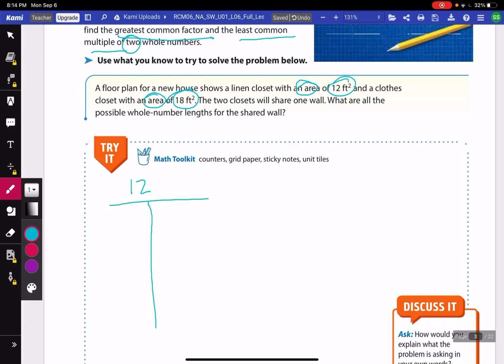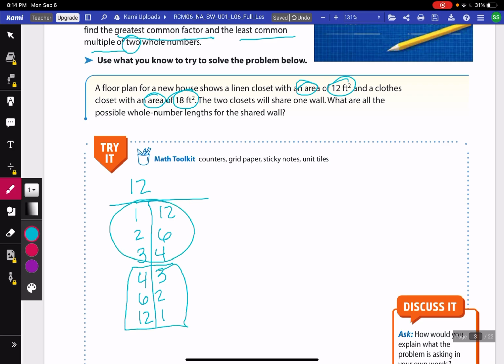Well, we know we could do 1 foot by 12 foot. We could do 2 foot by 6 foot. We could also do 3 foot by 4 foot. Now we could argue that we could do 4 foot by 3 foot, or 6 foot by 2 foot, or 12 foot by 1 foot. But all of these are exactly the same as these because of the commutative property, so we're not going to write those.